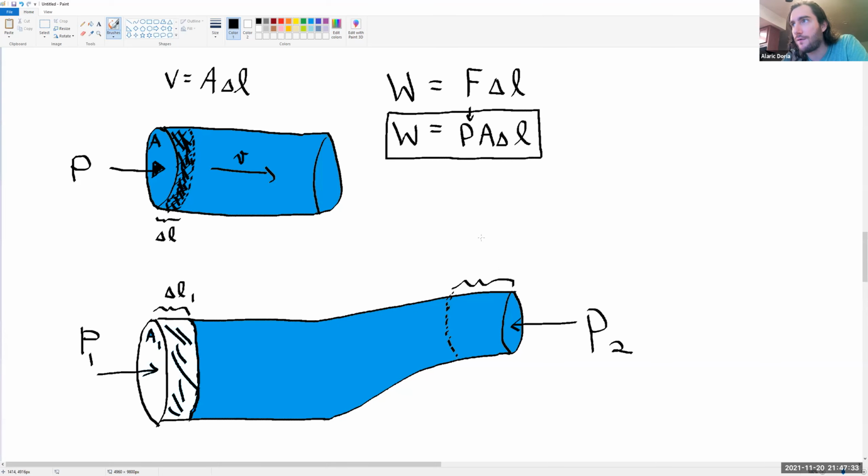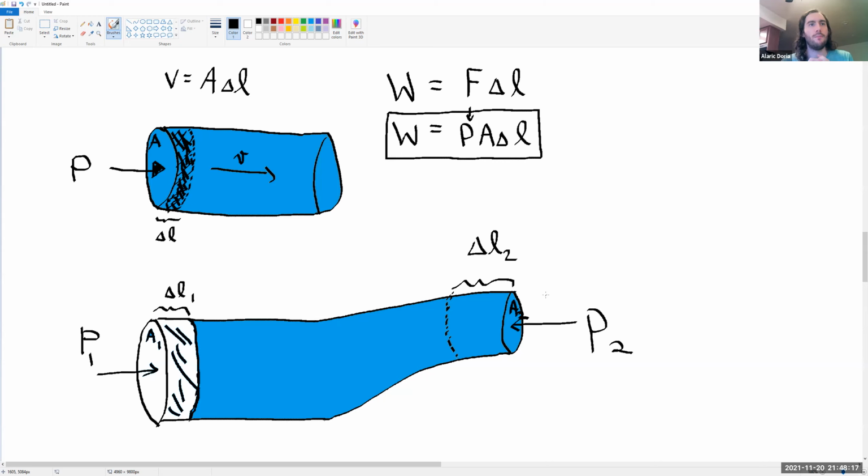This pipe has an amount of fluid delta L2 with a cross-sectional area A2. So we could see this as a portion of the fluid later down in the pipe. Some work is done by the pressure in the fluid to push some of that fluid through the pipe. Now we're looking at a stage later in the pipe where we have, again, a pressure, a cross-sectional area for that pipe, and a displacement of that fluid, delta L2.